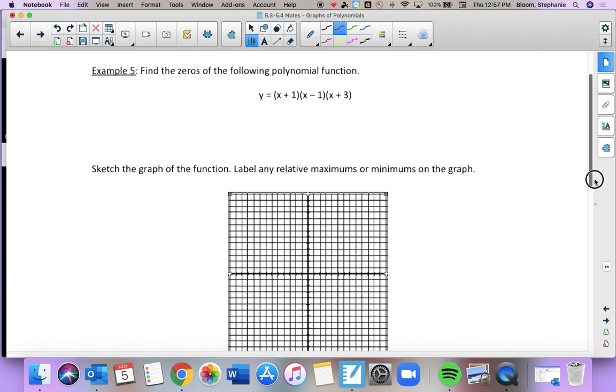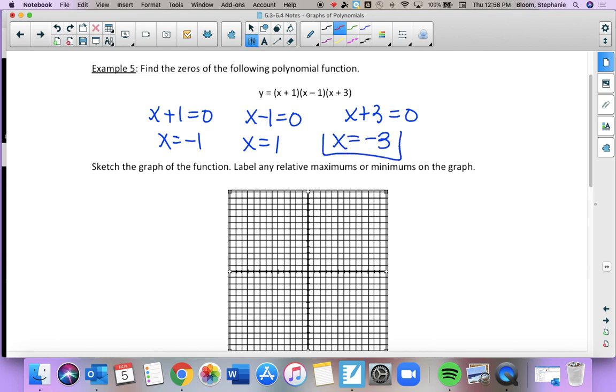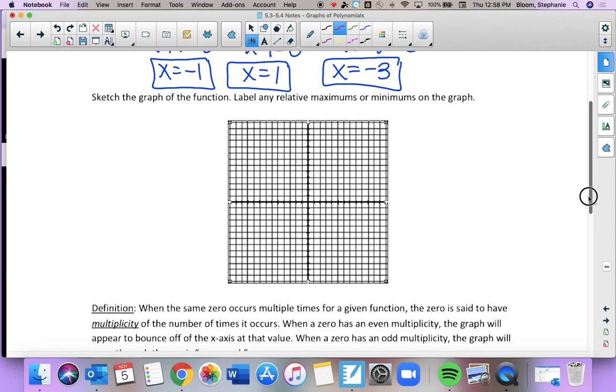So we're just going to break this down to start. So we're going to start here and we're going to find these zeros. So how do we find the zeros of this function in factored form? Yep, set them equal to 0. Okay, so here are my zeros. Okay, and then we're going to sketch a graph.